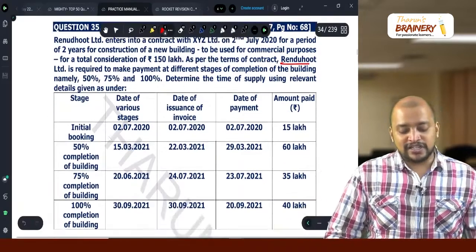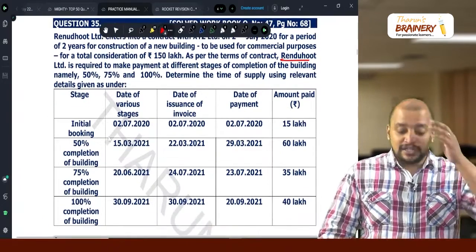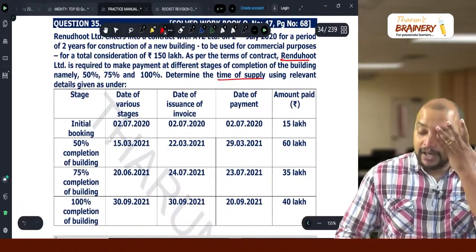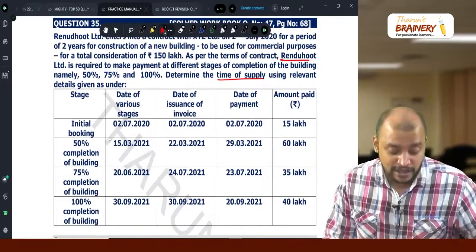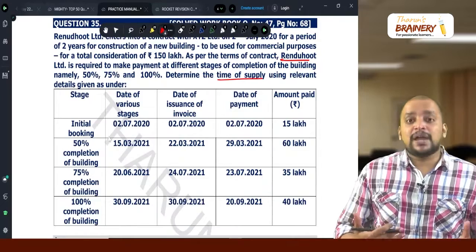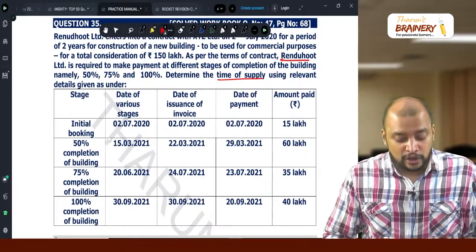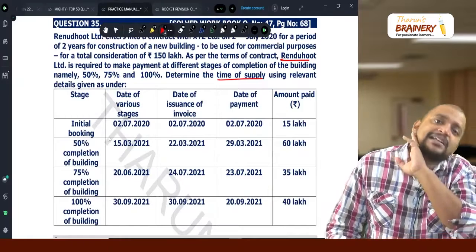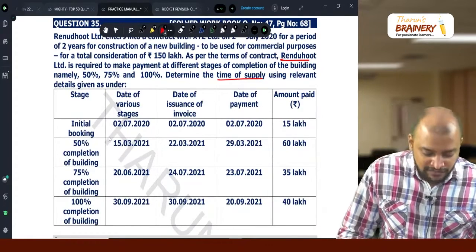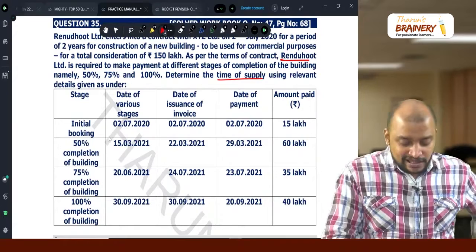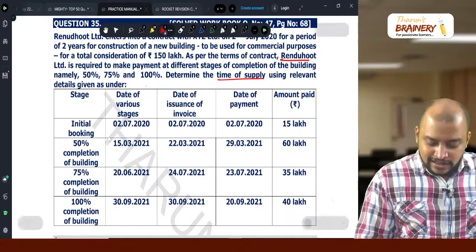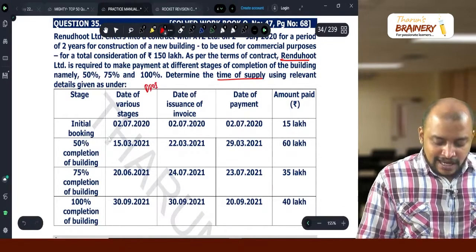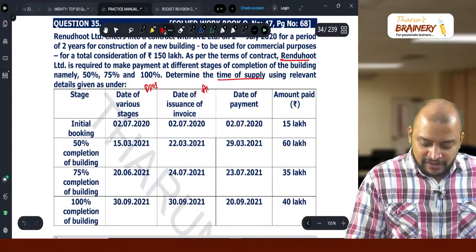So it's a continuous supply of service. In case of continuous supply of service, they are asking time of supply. First we will see the due date of invoice. Whether the payment due date is given in the contract, no, but payment is linked to completion of an event. Whenever that event is completed, that is the due date of invoice. So what is the date on which this event is completed? This is the due date of invoice. Then this is the actual date of invoice.